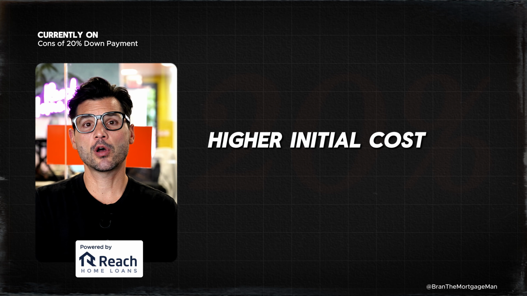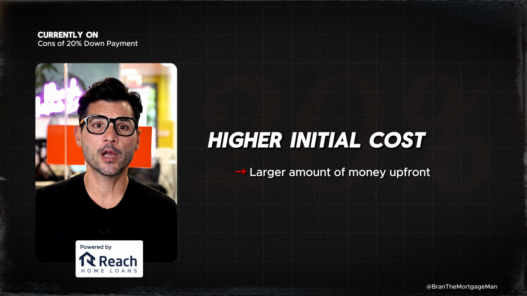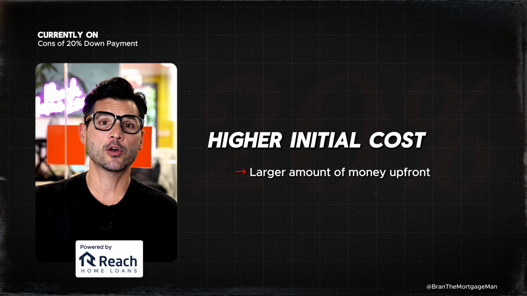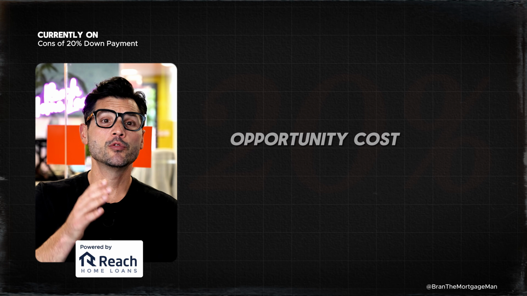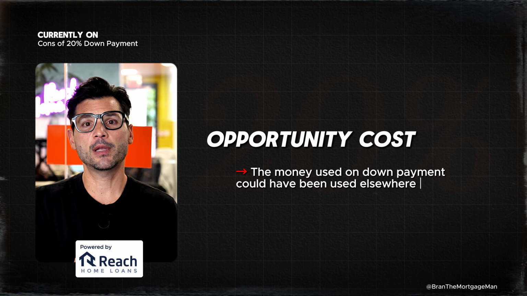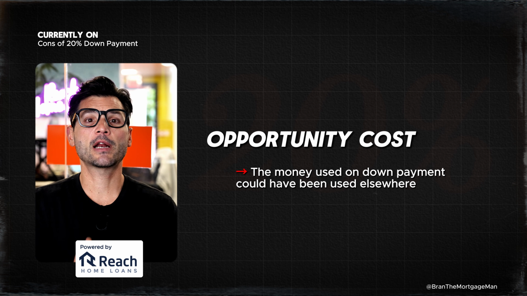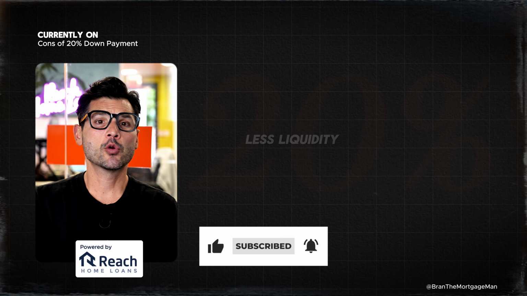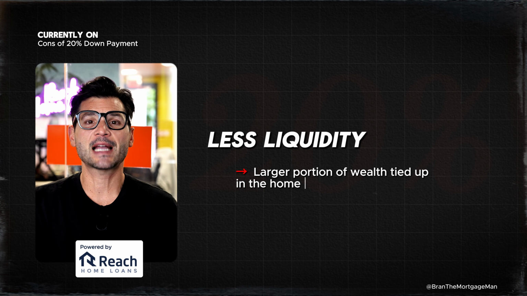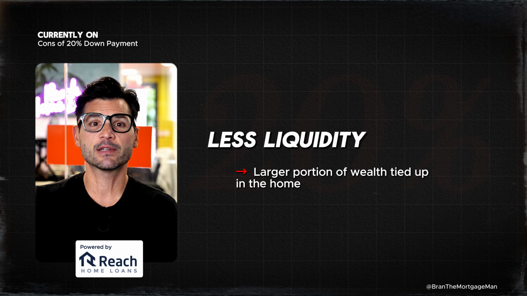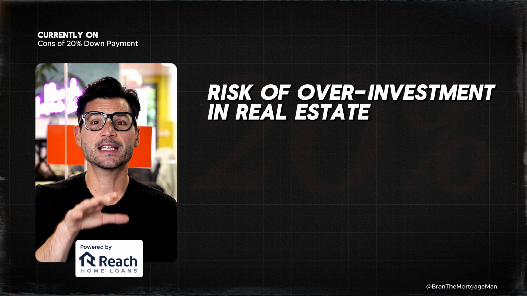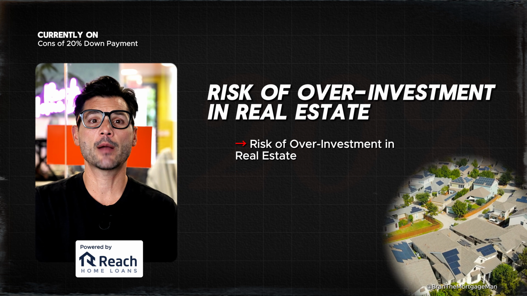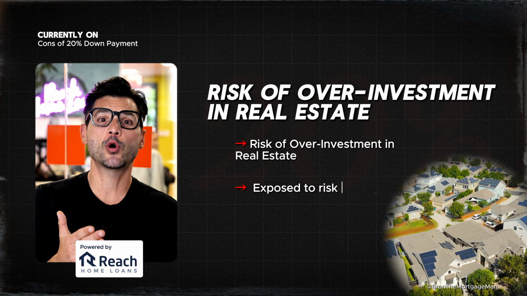Of course, you're gonna have a higher initial cost. You require a larger amount of money up front, which might deplete your savings and delay your ability to buy the home because it takes you more money to buy that property. You're gonna lose opportunity cost. The money used for the down payment could have been invested elsewhere and got you a larger return than what you're really saving on a monthly basis by putting it into your property. You're also gonna have less liquidity. A larger portion of your wealth is tied up in your home, which makes it less accessible in the case of a financial need. And your risk of over-investing in real estate is there when you tie more money up in your property, because with more money tied up in your home, you're more exposed to the risk of the real estate market.